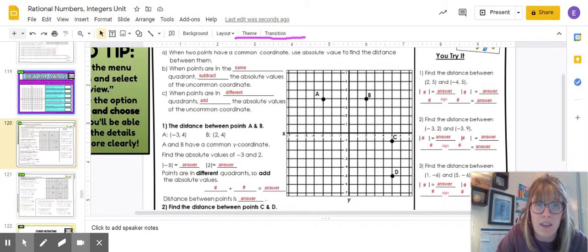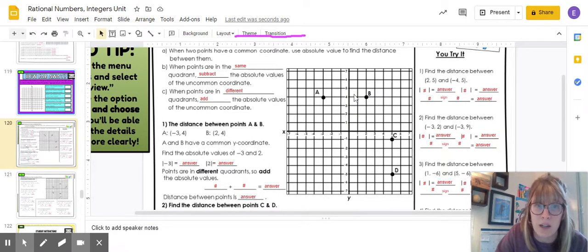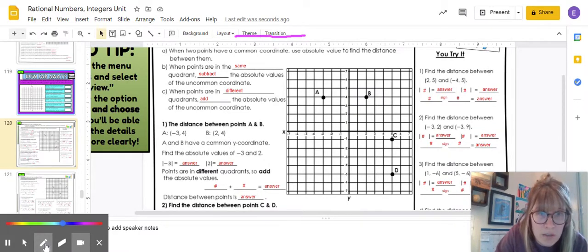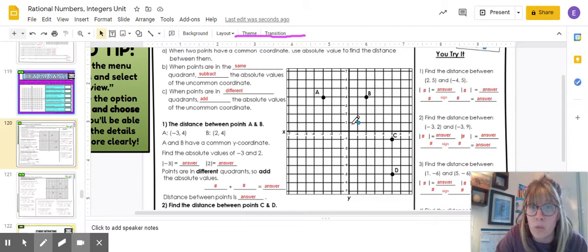To find the distance between points A and B here, the first thing we want to do is ask, what is the different coordinate? What's the one they share and what's the one that's different? We know that A has -3, 4, so the x is -3 and the y is 4. B is 2 and 4. So our y coordinates are the ones that are the same.